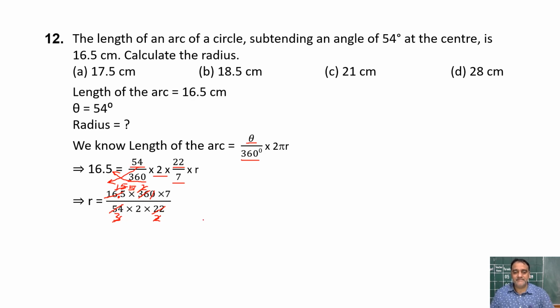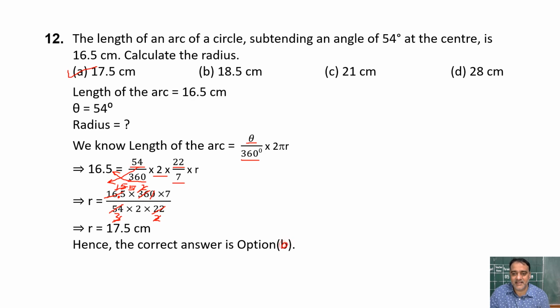वो कितना होगा? 17.5, 17.5 सेंटीमीटर. कैलकुलेशन क्लियर है? Yes, sir. सो करेक्ट ऑप्शन इज A. Option A. Right? This is A. Okay. So now we are moving toward question number 13.